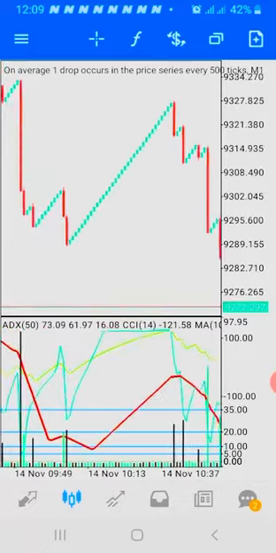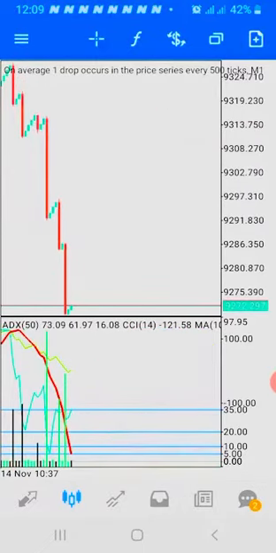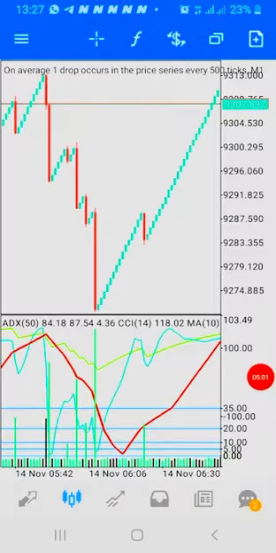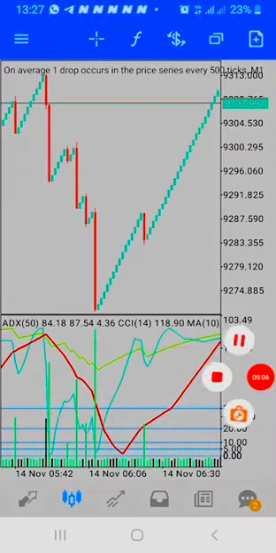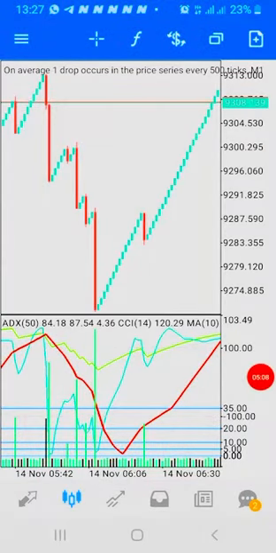So the indicator is ready. So guys, this is how this indicator works.